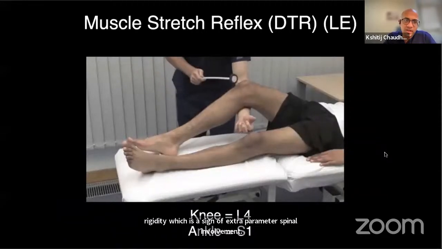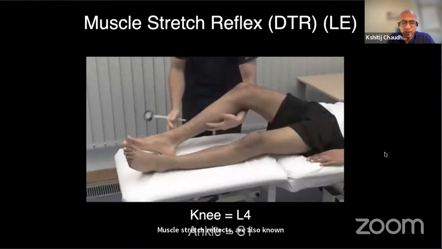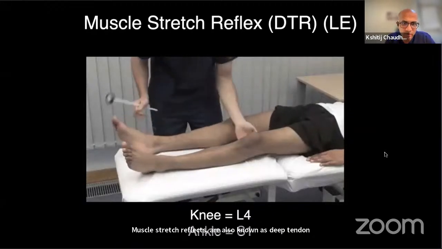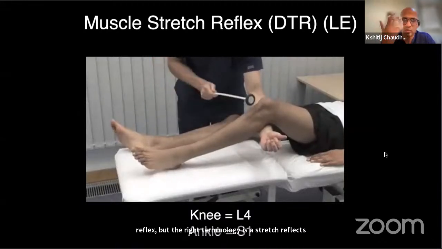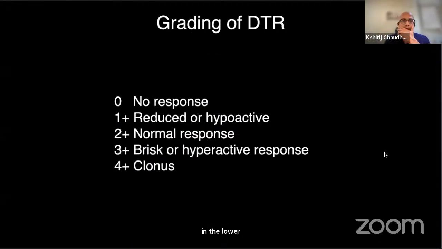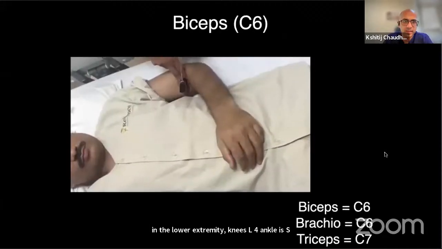Muscle stretch reflexes are also known as deep tendon reflexes, but the right terminology is stretch reflex. In the lower extremity, knee is L4, ankle is S1. You all know how to do this. Grading of reflexes, I'll skip.